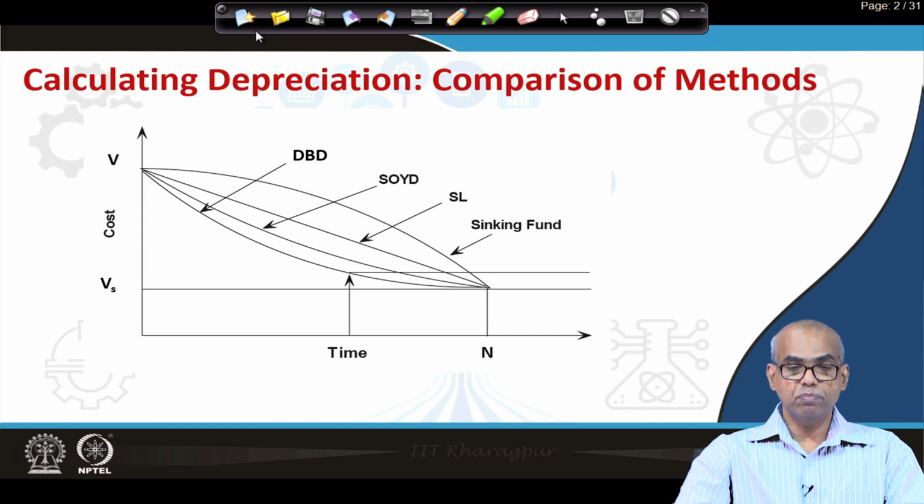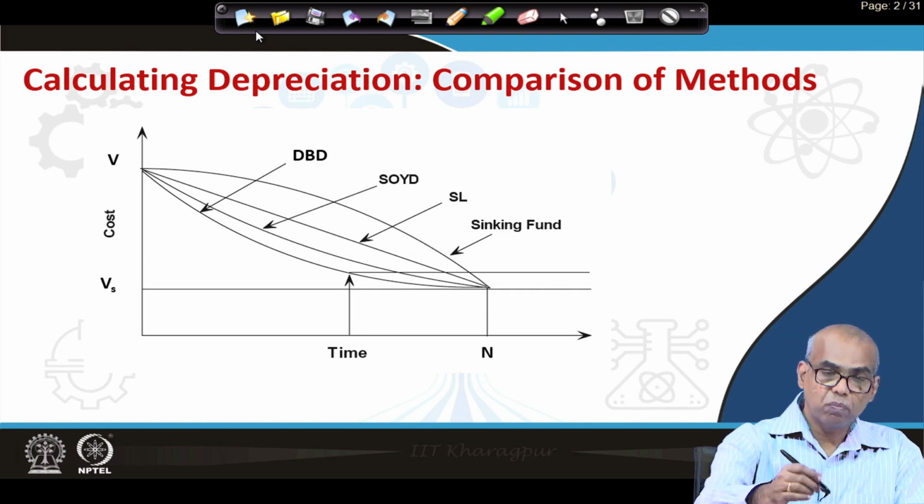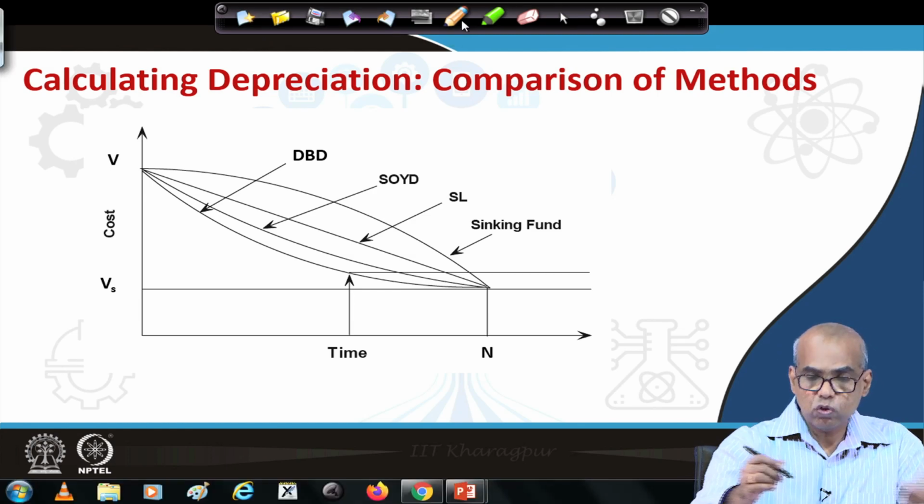Now, this is a comparison for various methods. You can see how these different methods of depreciation decrease the book value of the asset. You can also take a homework.